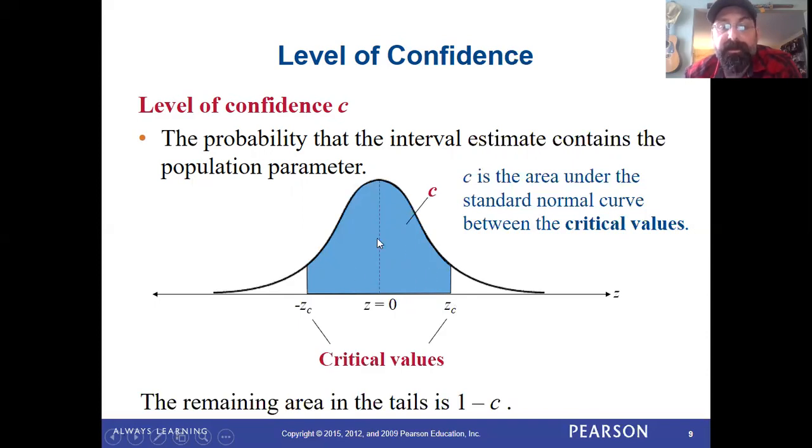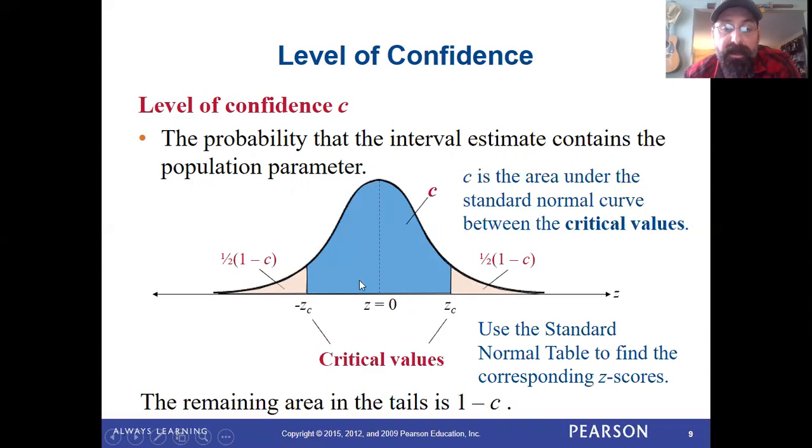So if the central area is C, then what's not blue under this curve has to be 1 minus C, or complementary. So you could take 1 minus C and cut each in half, because each tail is the same due to the symmetry of this picture. Then we can find the z-scores, so-called critical z-scores, z sub c, using the standard normal distribution table.